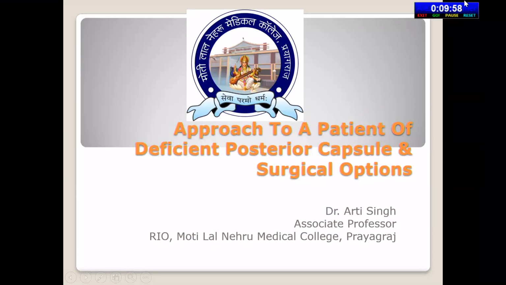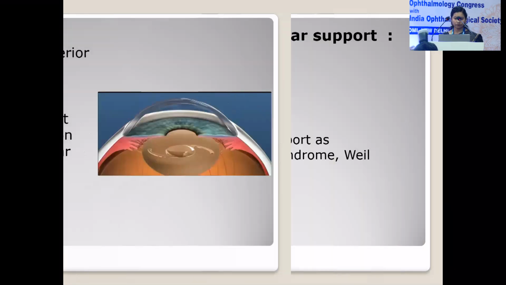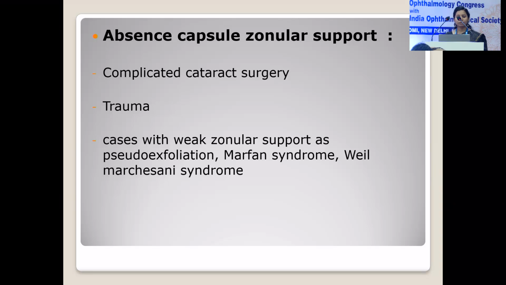So good morning everyone. My topic for discussion is approach to a patient with deficient posterior capsule and surgical options. As we know, in-the-bag posterior chamber intraocular lens implantation remains the best anatomic location for an intraocular lens. But there are cases where there is absence of capsular support, like complicated cataract surgery, trauma, and cases with weak zonules.